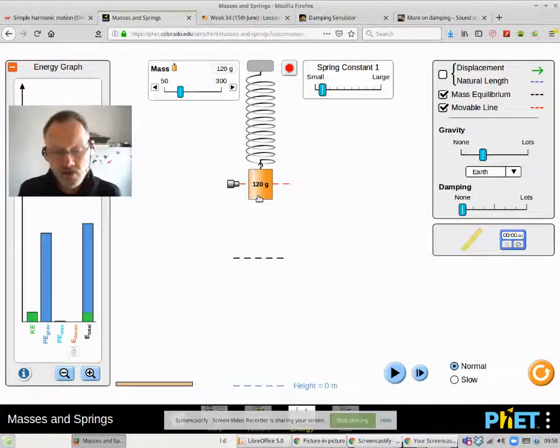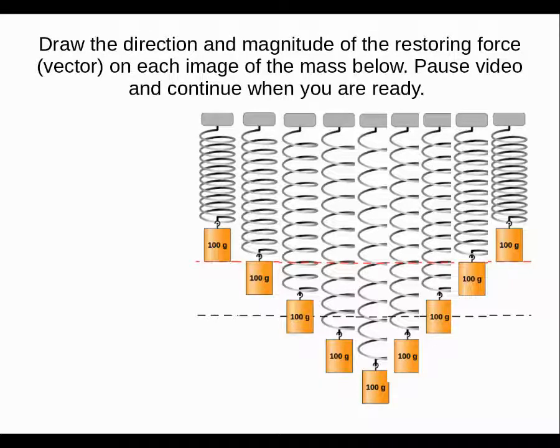We already know that oscillations that undergo SHM have an acceleration that's proportional to the displacement. I've now put in the masses at different locations within one cycle. And what I'd like you to do is to draw the direction and the magnitude of the restoring force, that's the force that causes the acceleration, in each of these positions. So you can just sketch it on a bit of paper.